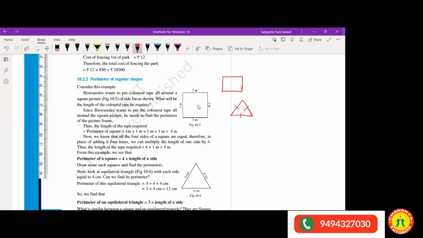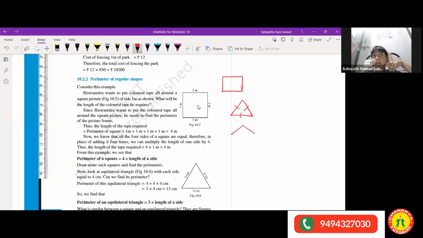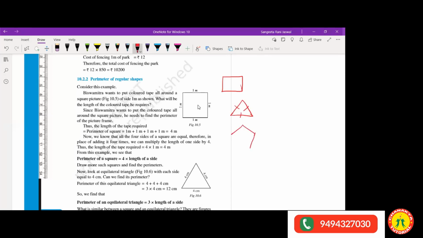A regular pentagon, you can say, is a figure where you have 5 sides and all 5 sides are equal. Okay, regular hexagon. Whenever this word regular comes, it means all sides are equal, whatever the figure is. Pentagon, heptagon, hexagon, triangle, square. Regular means all sides are equal.